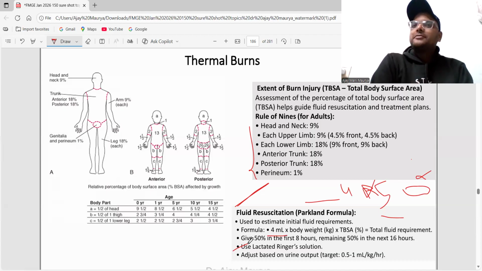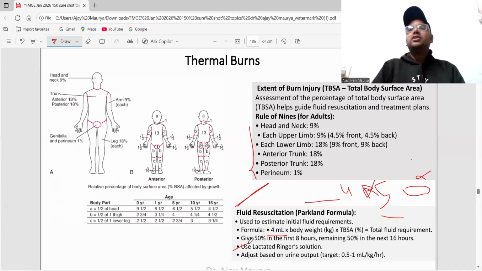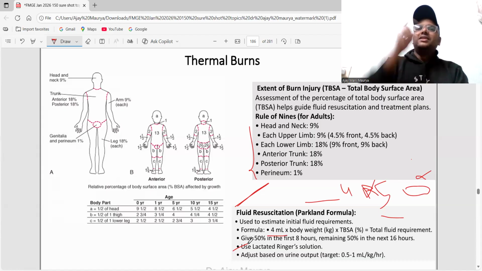Very simple here. Why are we going to calculate the TBSA, total body surface area? Because how much fluid he requires depends on the total body surface area injured during the burn. This is how they are going to ask the questions. Please see it carefully.